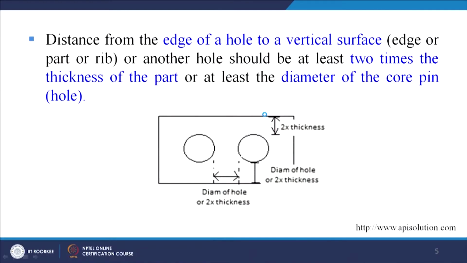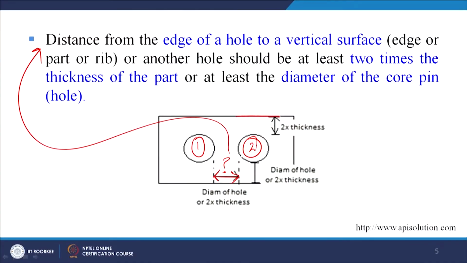One of the important things is the distance between the holes. Now this is our first hole, this is our second hole. What must be the distance? So this distance is clearly marked here. What must this distance be? Now this distance is clearly mentioned in the sentence here. Now how must we decide that distance? Distance from the edge of the hole. Here this is the edge of the hole, this distance is already marked here.